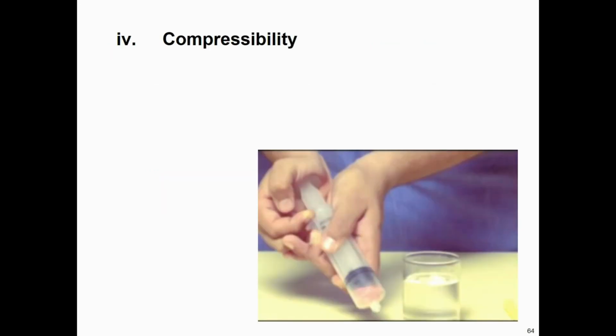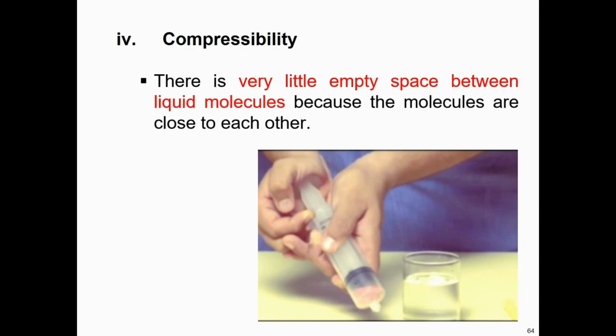And the last one is compressibility. Can we compress liquid? Actually, there is very little empty space between liquid molecules because the molecules are close to each other. Let's say we have a syringe here and we close the end of the syringe and we insert liquid into it. Actually, we cannot push the piston anymore because the empty space in the liquid is very small. So liquid has low compressibility.